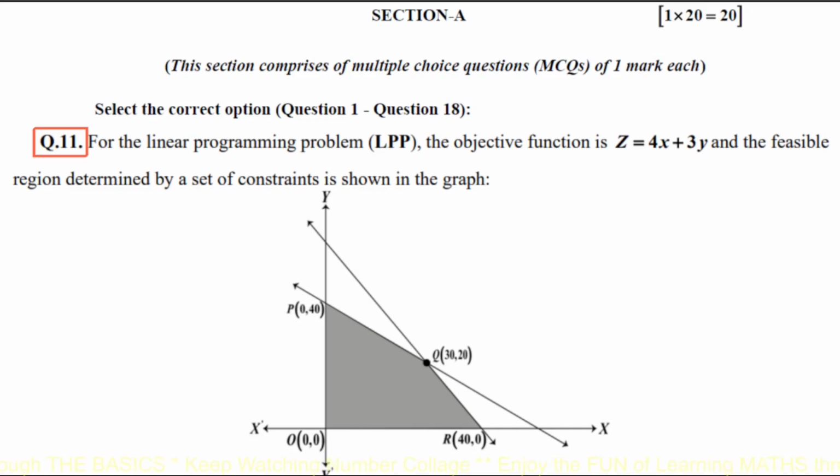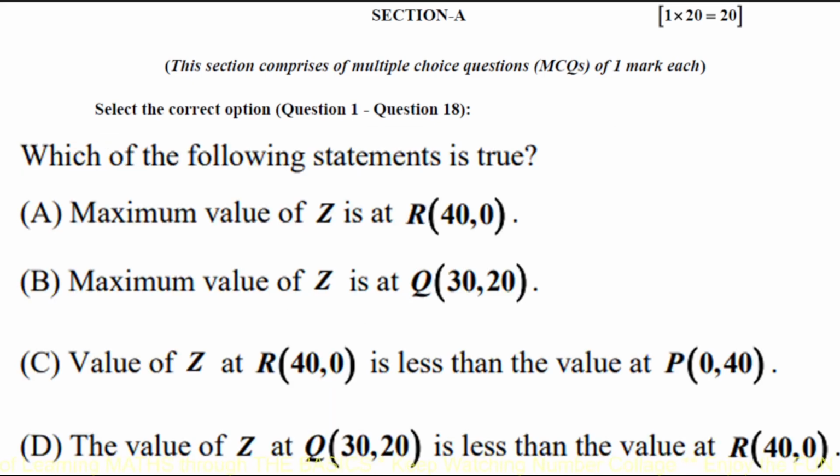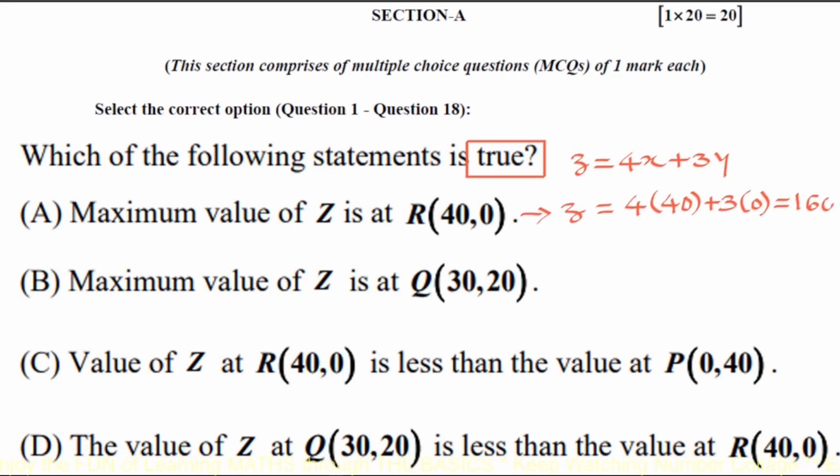Question 11. For the LPP, the objective function is z equals 4x plus 3y, and the feasible region determined by a set of constraints is shown in the graph. We have to select which one of the following statements is true. The objective function is z equals 4x plus 3y. So the value of z at R 40, 0 will be 160. The value of z at Q 30, 20 will be 120 plus 60, 180.